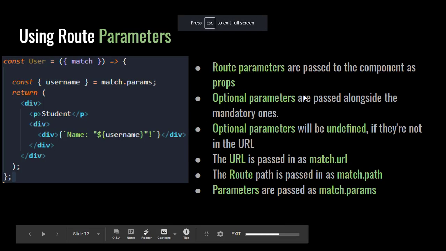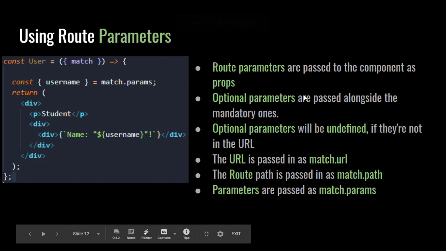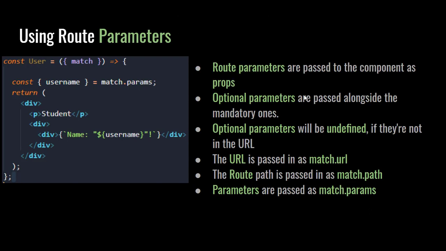So route parameters are a way of passing a parameter into the component as a prop. If you notice up here, there's something called match, and match is evaluated, so it's automatically passed into the component. If you remember, Angular had a couple ways of doing this. It had something called router.snapshot, and through the snapshot you can grab the router parameters, but you had to do injection.